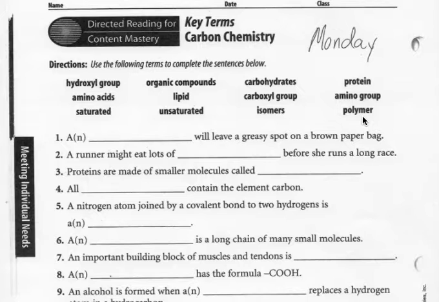Lastly, we have polymer. Our definition for polymer is large molecule made up of small repeating units linked by covalent bonds to form a long chain.